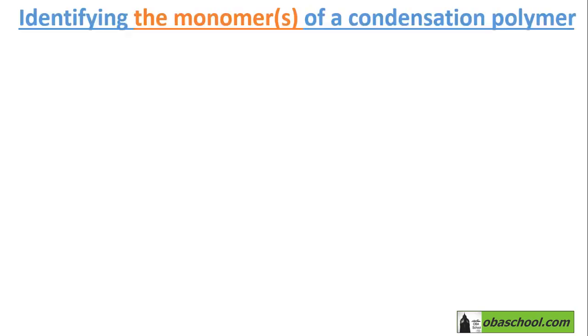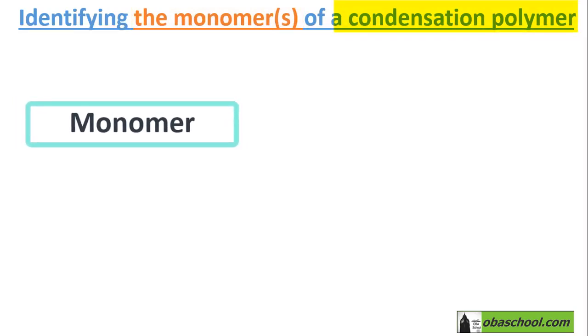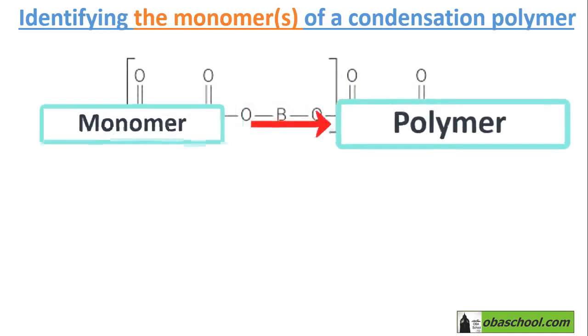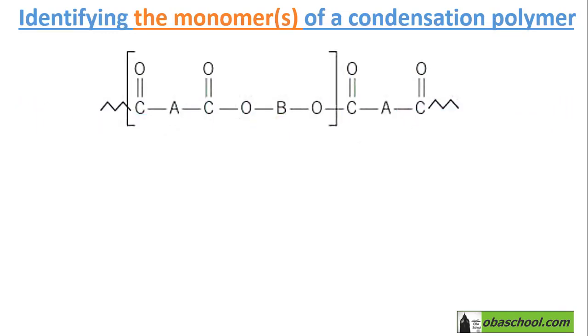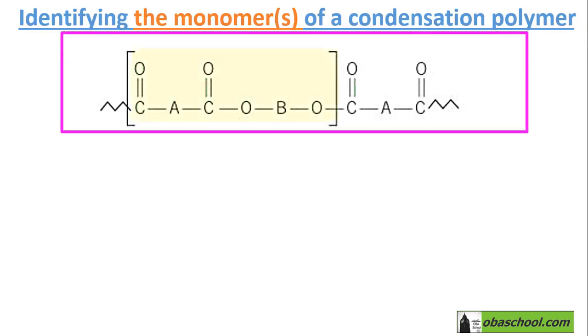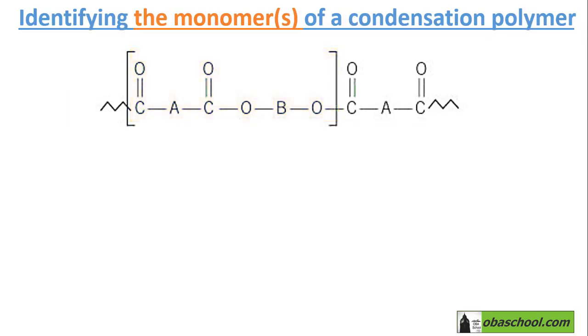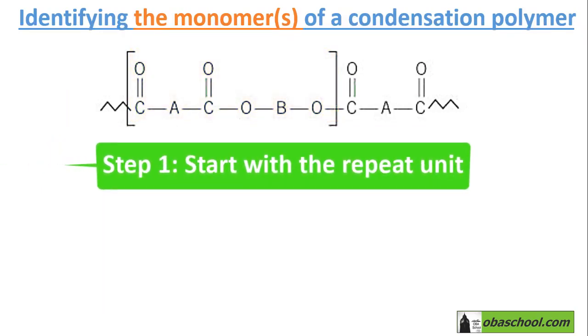Now let's move to the third point, which is identifying the monomers of a condensation polymer, the monomers that we began with at the beginning of the reaction in order to get our long polymer. Let's take an example here. This is a chain that shows the repeating unit inside a polymer. The first step in order to identify a monomer is to locate the repeating unit. And here it is already located between the two square brackets. This is our repeat unit.